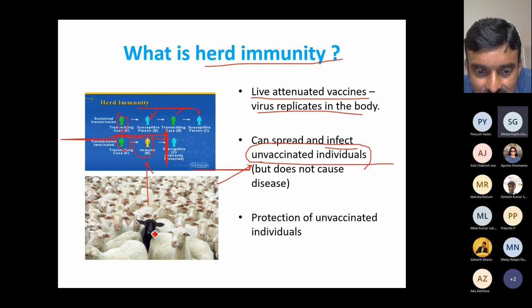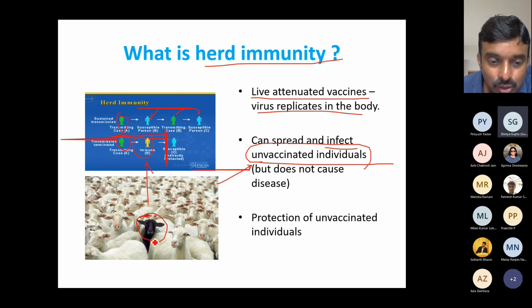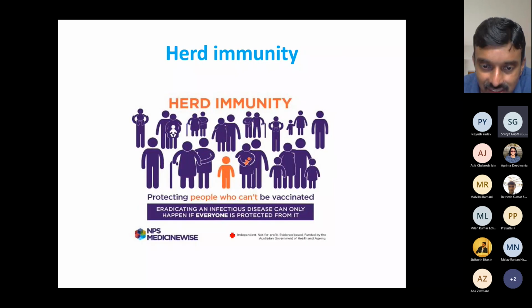Or in other words, let's assume all these sheep are vaccinated, only this one is not vaccinated. This one is not immune, the black one. But because the rest of them are all vaccinated, this black sheep is never going to be exposed to the virus, because it's surrounded by people who are immune, who will stop the chain of transmission. So that is all about herd immunity. It's the immunity in the community.